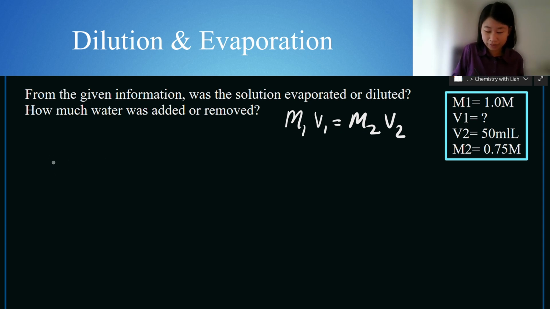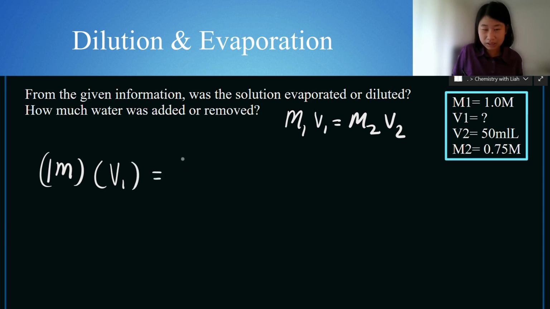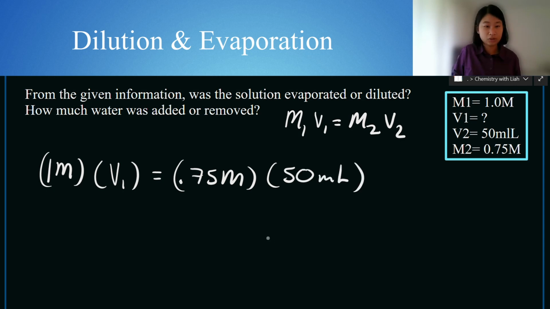So far we have that M1 is 1 mole per liter. Then we have V1 is a question, so we'll just put it alone, right? Then we're going to set this equal to M2 times V2. So M2 is 0.75 M, and V2 is 50 ml. Right, so our goal at this point is to get V1 on one side and the numbers on the other side, so that V1 equals some value.